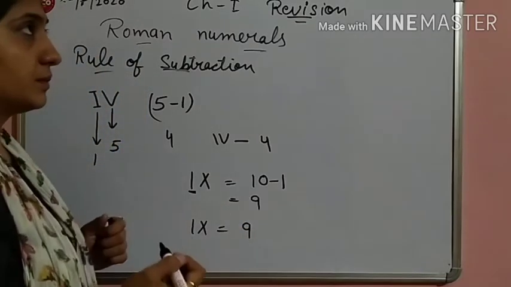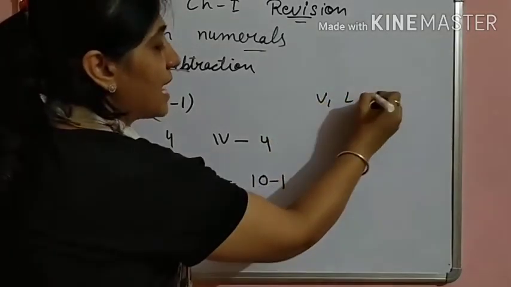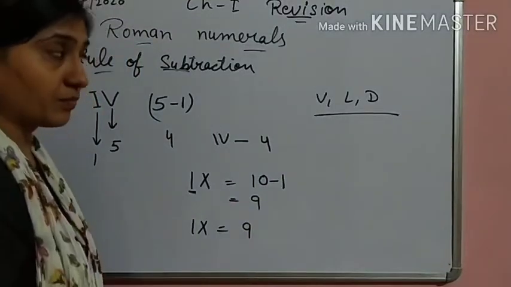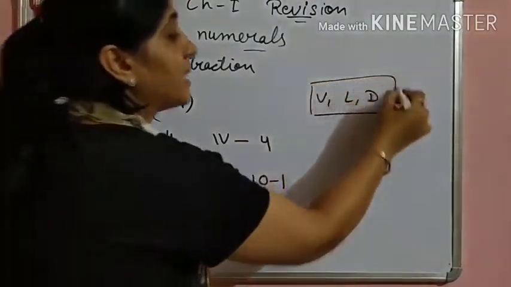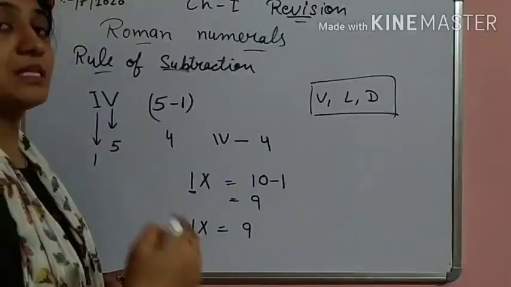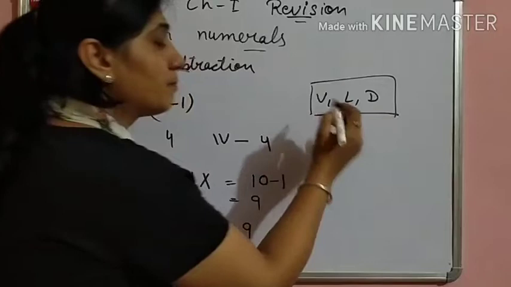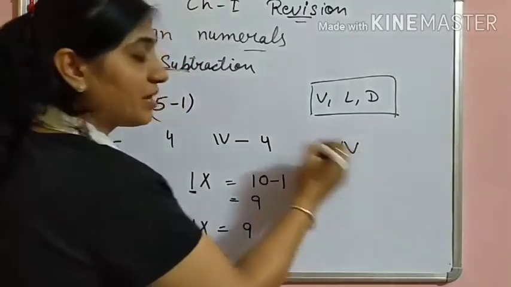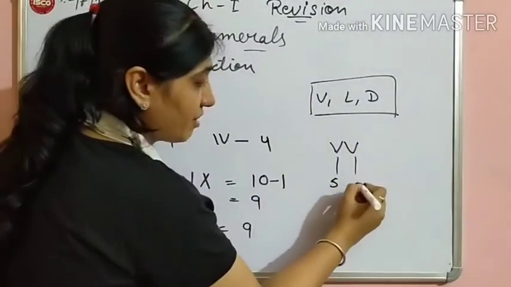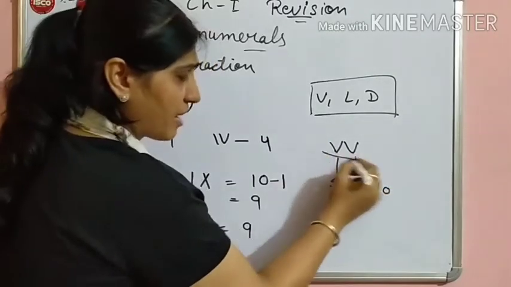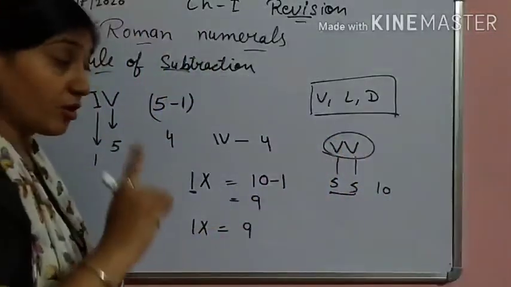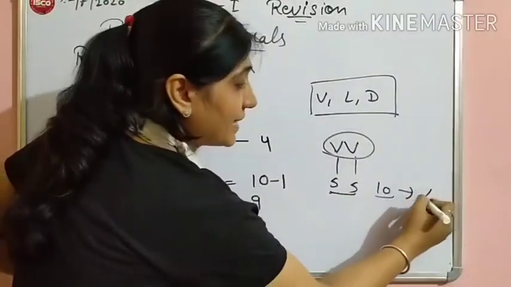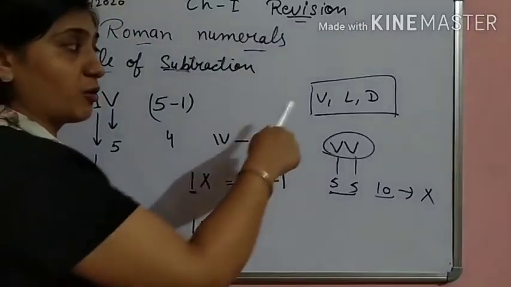Okay. And you can see V, L, D. These three symbols can never be subtracted. And these symbols can never be repeated. Why, beta? See, V means 5 and again V means 5. 5, 5, 10. Can we write 10 for double 5? No, because there is a unique symbol for 10, that is X. That's why we are not going to repeat this symbol.